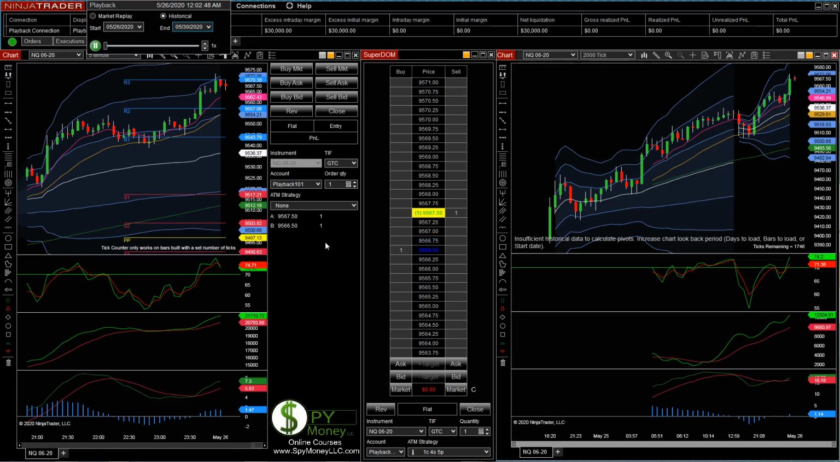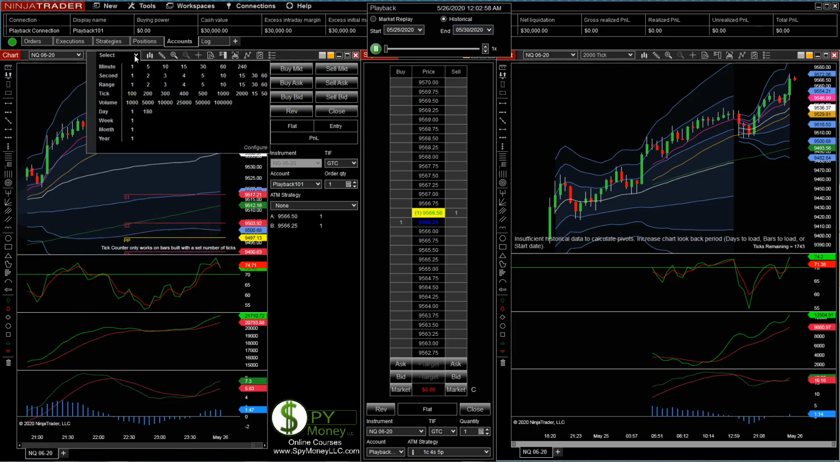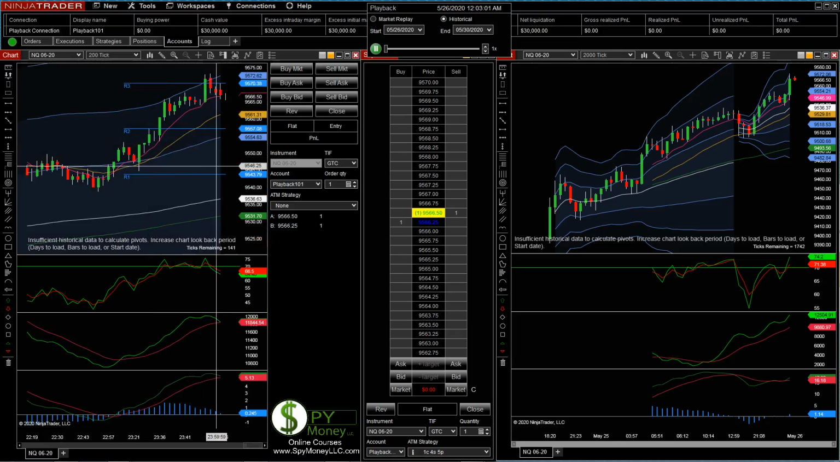So the way I have mine set up is, let me move this over. Right over here, I've got this on 5 minute now, but usually I'll have this on 200 ticks. And using 200 ticks, it allows me to get a better entry.